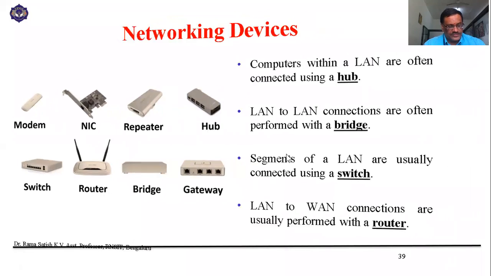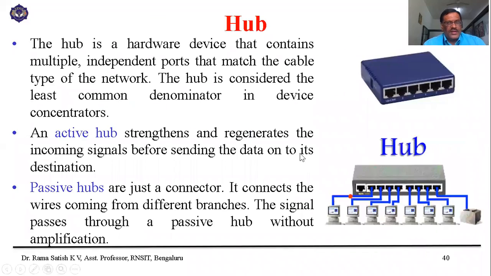So hub, let us look into hub. See hub connection, how it is being done. Look at that, you have a hub connection like this, and connectivity to the computers. So you are transmitting from one computer, it is a broadcast kind of thing. You can see hub is just like this. You can see this is a 6-port hub.